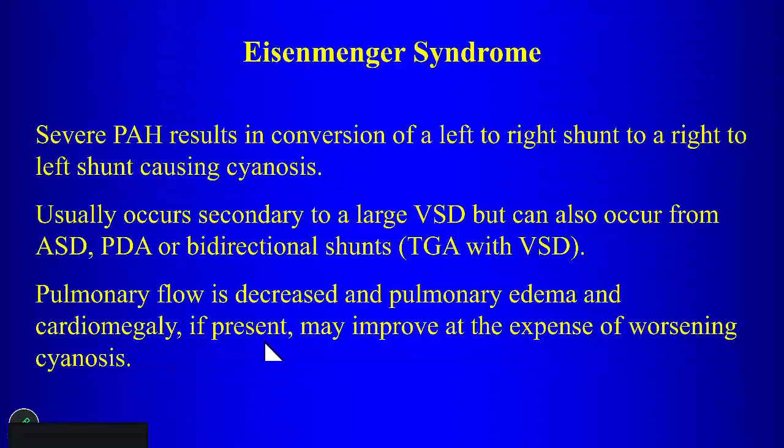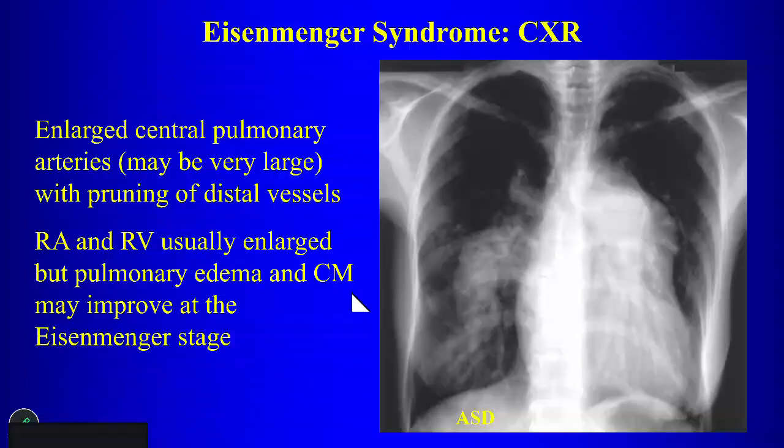Eisenmenger's. This gives you the biggest central pulmonary arteries you see. So if you see an adult with really big central pulmonary arteries, think about underlying congenital heart disease, where they had a left to right shunt that converted to right to left, or bidirectional. That gives you the biggest central pulmonary arteries that you actually see. So it could be PDA, VSD, sometimes ASD, although not as common. So huge central pulmonary arteries in an adult.